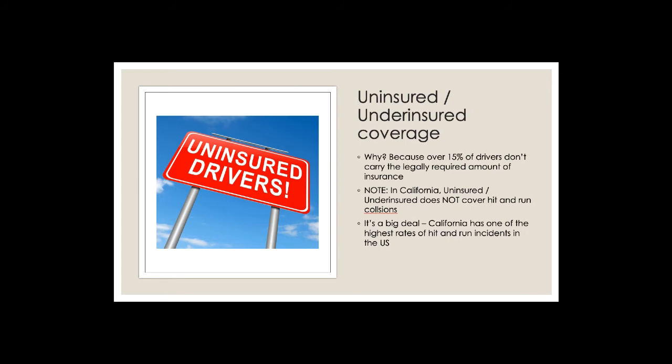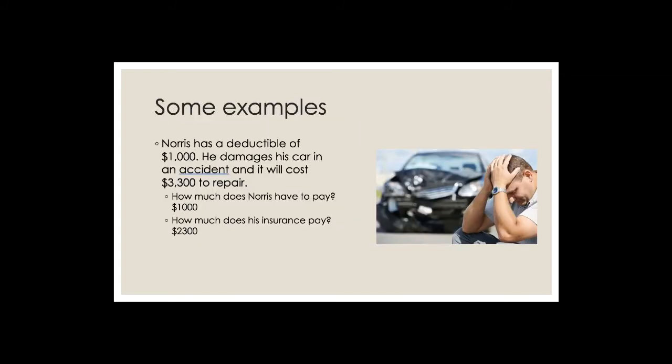So it may make sense for you to consider that if you are looking at your auto insurance policy while we're talking about this in this lecture. Let's go through some examples so that we can get used to this. Let's say that Norris has an automobile insurance policy with a deductible of $1,000. He damages his own car in an accident, and it will cost $3,300 to repair. How much of that does Norris have to pay? $1,000, because that's his deductible. Therefore, how much does his insurance kick in? $2,300, the balance to repair the car.